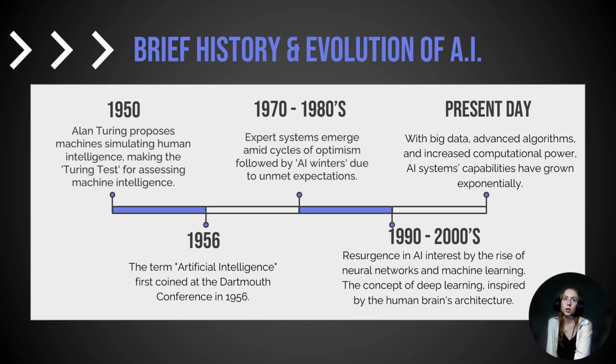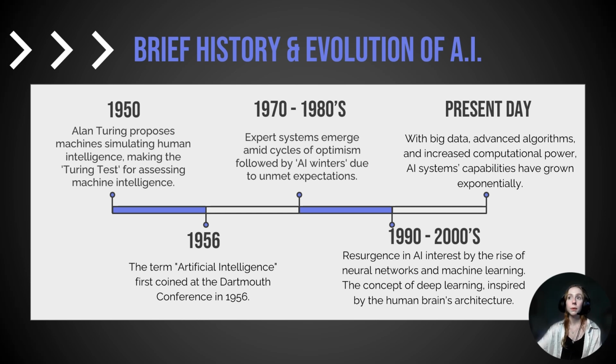So starting with the origins, the seeds of AI were sown in the 1940s and 50s, when Alan Turing, a British mathematician, introduced the concept of machines that could simulate any human intelligence, leading to the famous Turing test, which could determine if a machine can exhibit human-like intelligence. And then moving on into the dawn of AI in 1956, the term artificial intelligence was coined at the Dartmouth Conference in 1956, marking the birth of AI as an academic discipline.